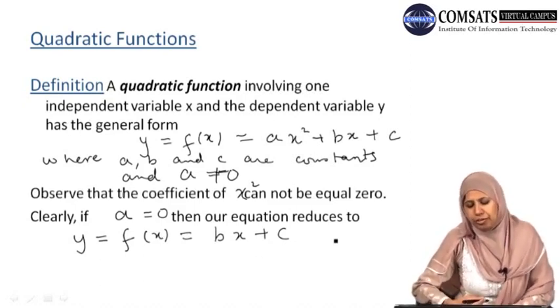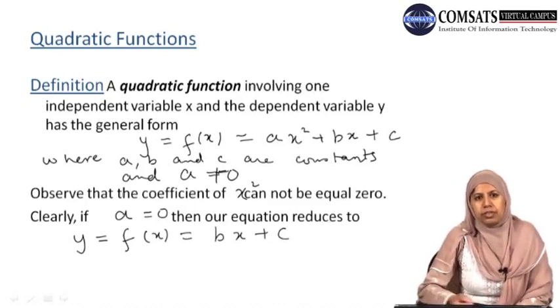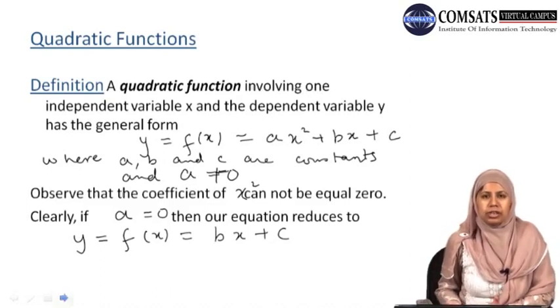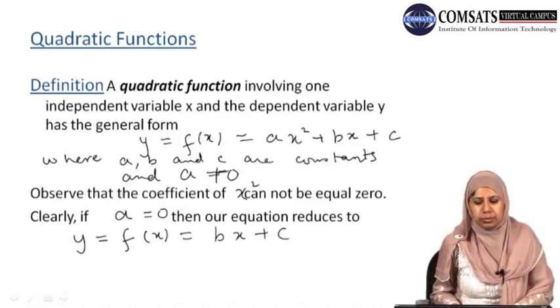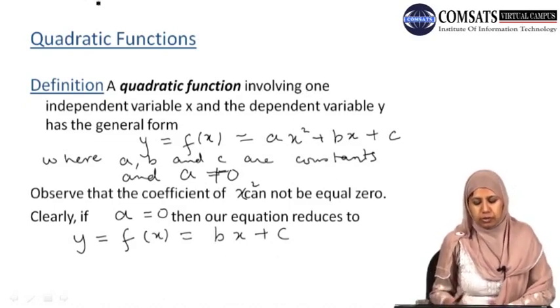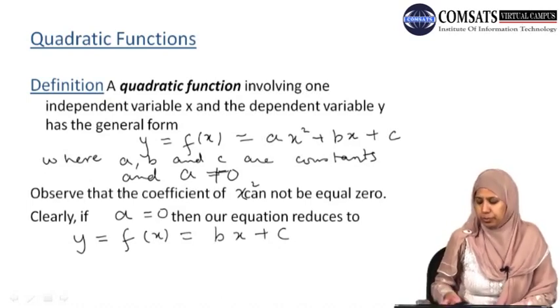So if we allow the coefficient of x square to be 0, then we have reduced our quadratic function to the linear function. And now we are no more dealing with our real world problem with the linear function, because that problem cannot be approximated by using the linear function. We have to deal with the quadratic function. So the coefficient of x square should be different from 0.